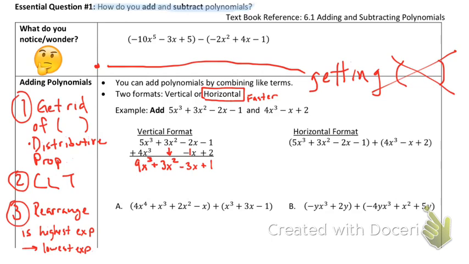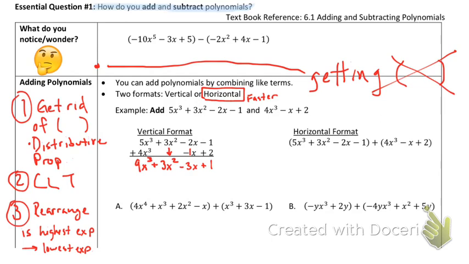If we look back at our steps, the way the problem was written out, and eventually it will change, but we really had no parentheses, so we didn't have to use a distributive property. The vertical format was our CLT. We combine like terms. And then we want to rearrange it in the highest exponent to the lowest. If you look, we have x to the third, that's the highest power, then the next highest power, and so on. So this is already rearranged, therefore we did steps 1 through 3. Okay, and that's vertical format.